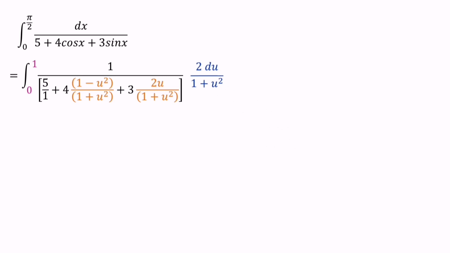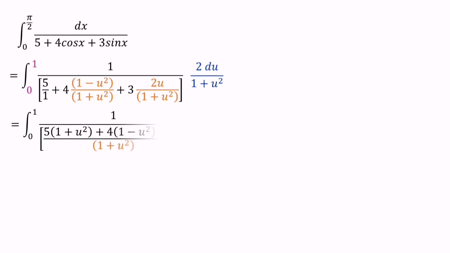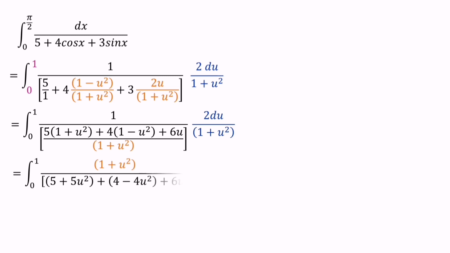Then we can get a common denominator in the denominator. It is 1 plus u squared. Denominator of the denominator value we can write as numerator. After that we can cancel out numerator value 1 plus u squared and the denominator value 1 plus u squared. Now we can remove the brackets and simplify the denominator as u squared plus 6u plus 9.